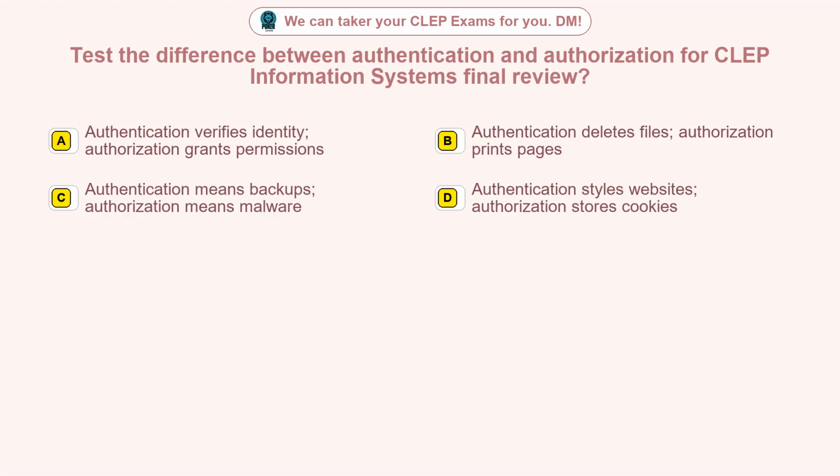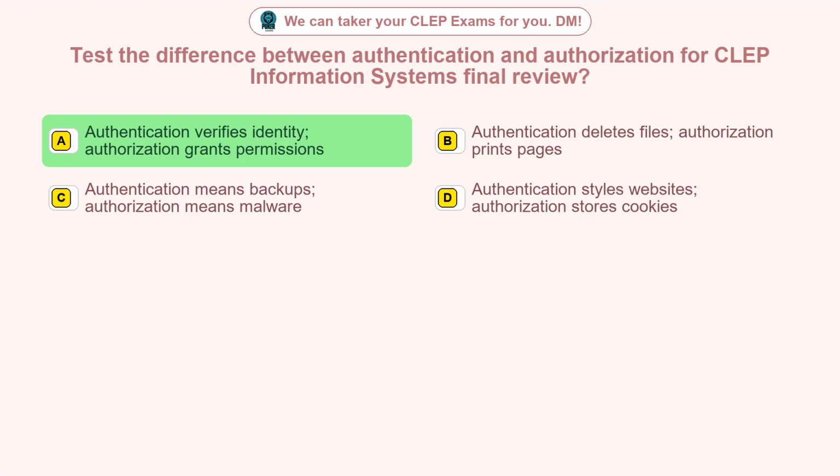Question 46. Test the difference between authentication and authorization for CLEP Information Systems final review. Option A. Authentication verifies identity, authorization grants permissions. Option B. Authentication deletes files, authorization prints pages. Option C. Authentication means backups, authorization means malware. Option D. Authentication styles websites, authorization stores cookies. The correct answer is option A.